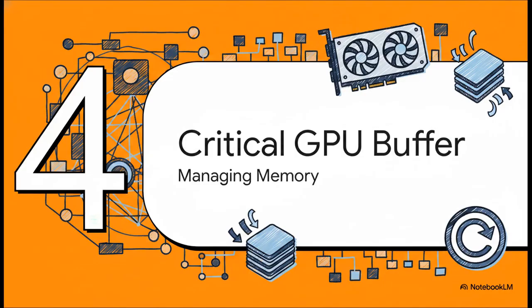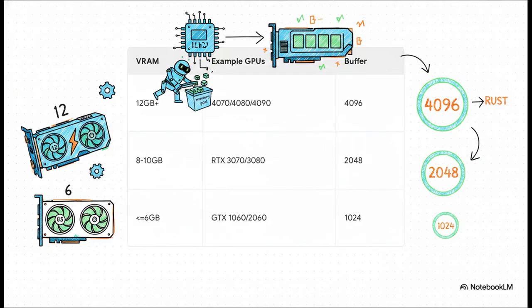Let's jump into Section 4, the critical GPU buffer. This one is a real game changer. This is the setting that manages how often the game clears memory, often referred to as garbage collection. The absolutely crucial point here is aligning your gc.buffer with your graphics card's actual VRAM tier.